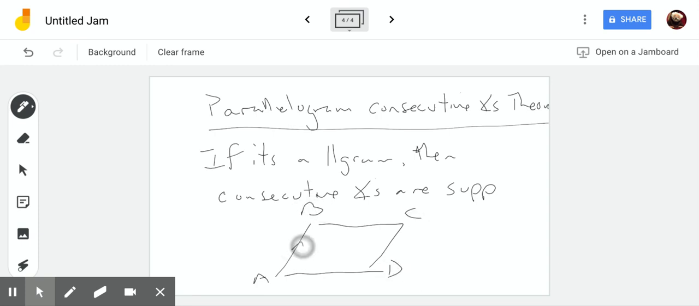And so if AB is parallel to CD and BC is parallel to AD, well then if BC is parallel to AD, then these angles are same side interior, so they're going to be supplementary. And if AB is parallel to CD, then angle B and angle C are same side interior, so they're supplementary. So consecutive angles all the way around the parallelogram are going to be supplementary.